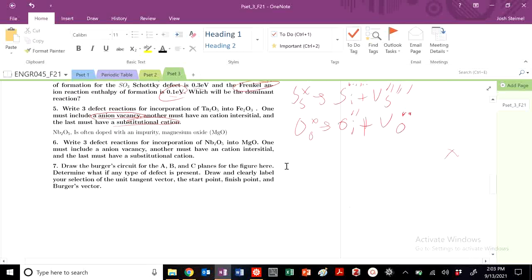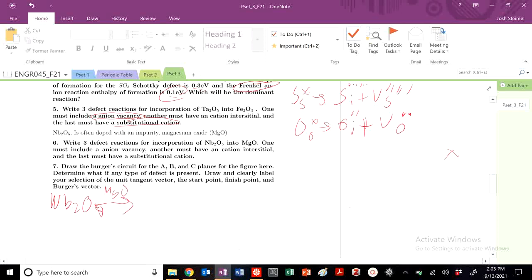All right, so let's do the incorporations for Nb2O5 into MgO. So one must include an anion vacancy, so I need a vacancy in my anion, so it must be this one, oxygen. So again, 1, 2, plus I'm going to do Nb, Mg, so again 2 plus to 5 plus, so that's going to be positive 3, 1, 2, 3, plus I'm going to do vacancy Mg, so that'll cancel out these guys, and then I'm going to do one more.